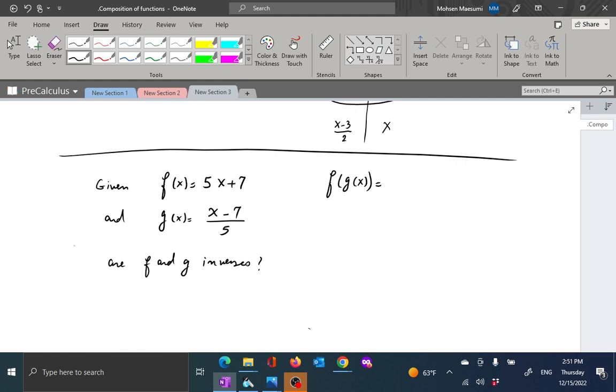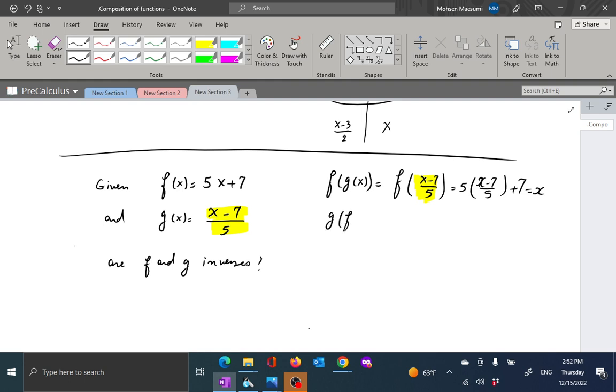Instead of this x, use the output of g, use x minus 7 over 5. So whatever we had here, the output of g is given to f. Well, what does f do? Whatever you give it, it multiplies it by 5, and then adds 7 to it. Well, 5's cancel, 7's cancel, we get x back. Well, we verified one end.